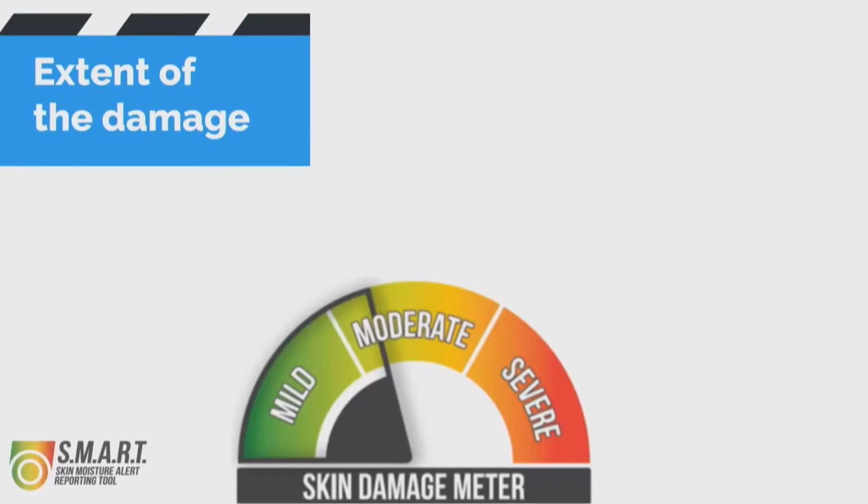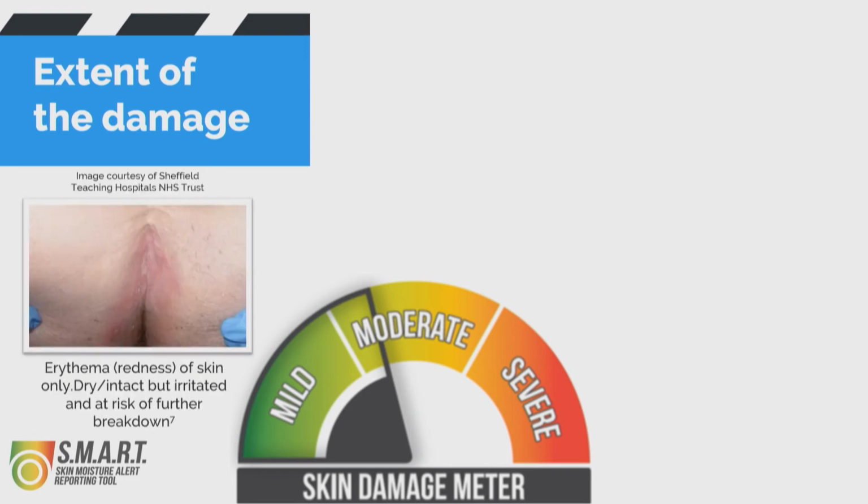So let's look at the extent of damage then. Let's focus for a minute on the skin damage meter, which is part of the SMART resource to use in our everyday clinical practice. So what's the definition of mild? Coming back to this word erythema or erythematous, it means it's redness on the skin only, so there's no break at this point.